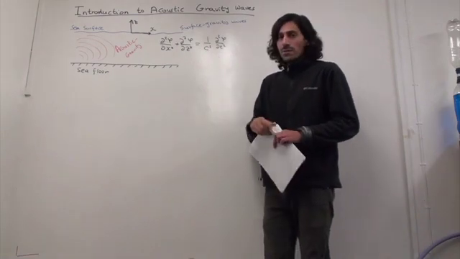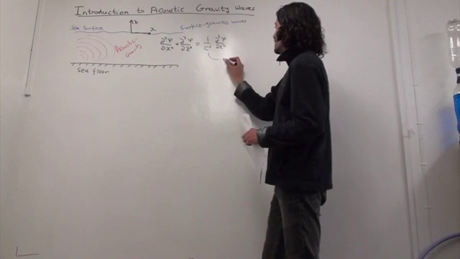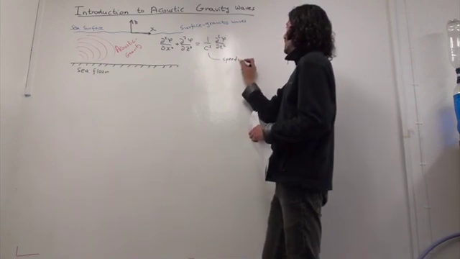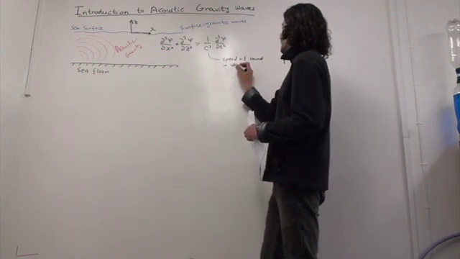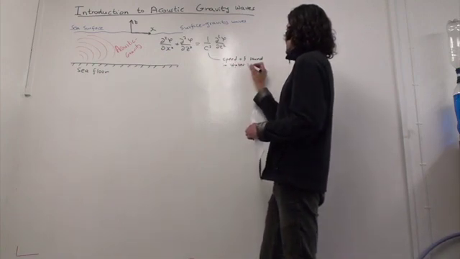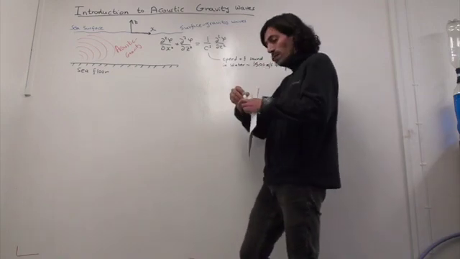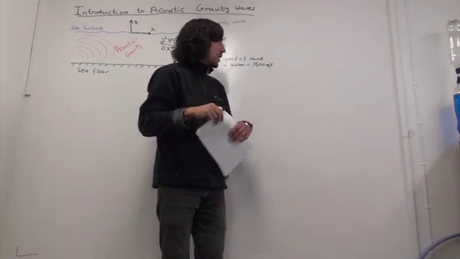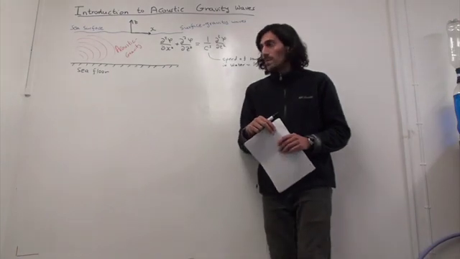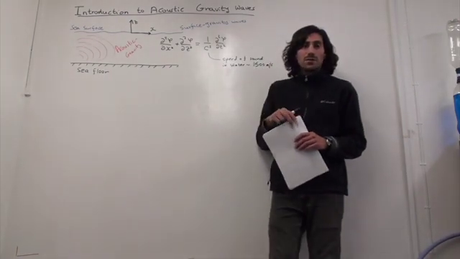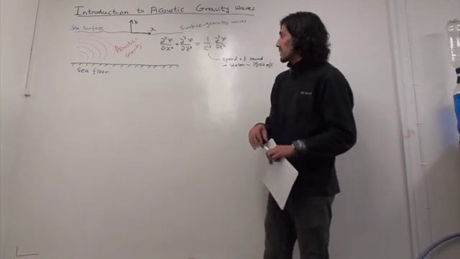Now, c here is the speed of sound in water, which is about 1,500 meters per second. If you think about it, this is quite a high speed. It's, of course, much higher than the speed of sound in air, because the density of the water is larger.